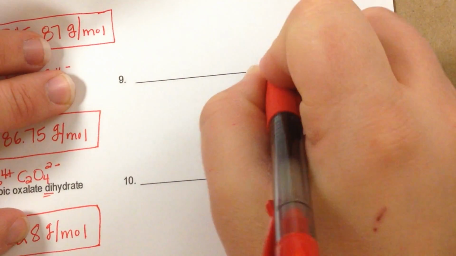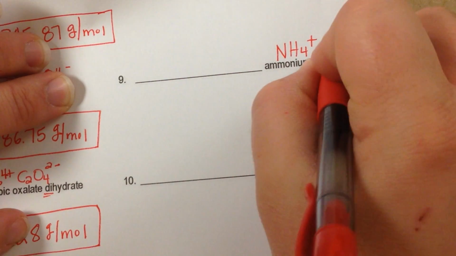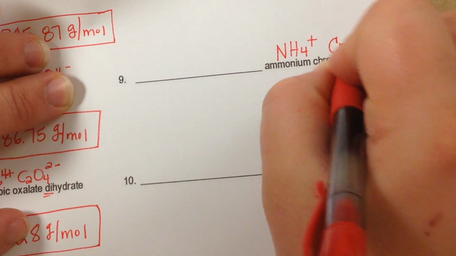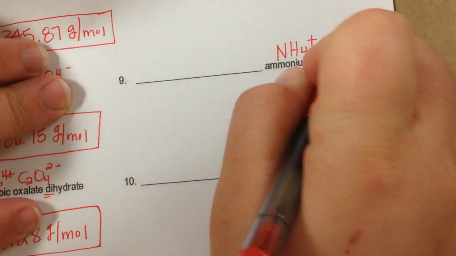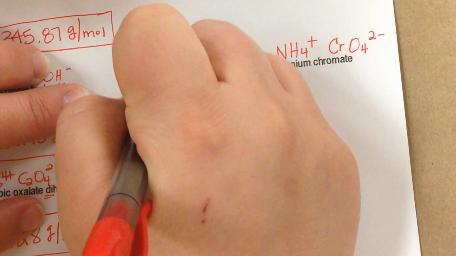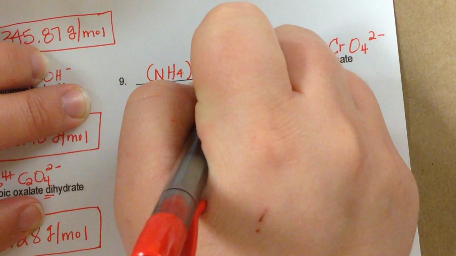Ammonium is a polyatomic, NH4+. Chromate is another polyatomic, so CrO4, 2-. When I crisscross those, since it's an uneven charge, only the ammonium ion needs to be in parentheses.